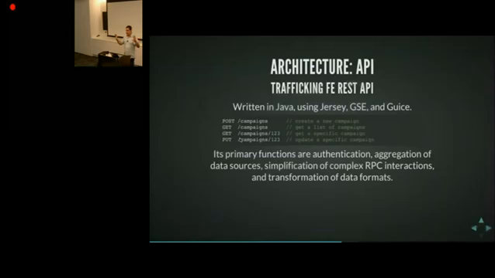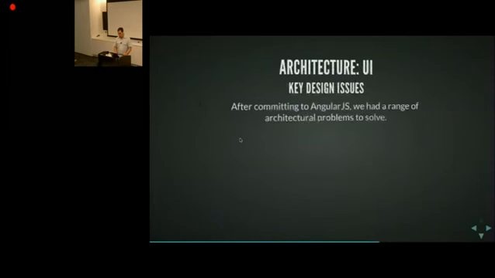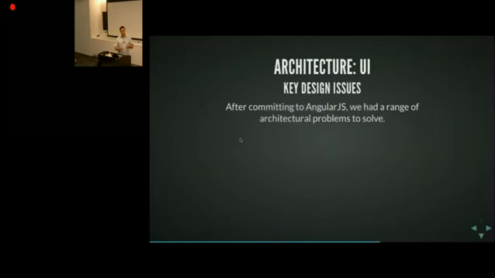It's part of the front end, and it gives us a bunch of different things. It gives us authentication, and allows us to aggregate and transform data. For example, our main back end is trafficking, but we also pull in data from reporting and from other integrations within Google. The REST API is essentially the integration layer for that type of work. So above that, we have our UI. There were a number of different design issues we had to think through as we were building out this UI.